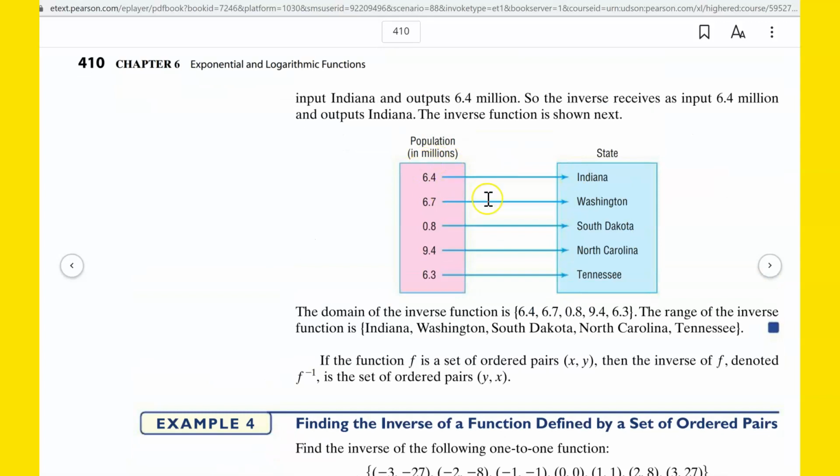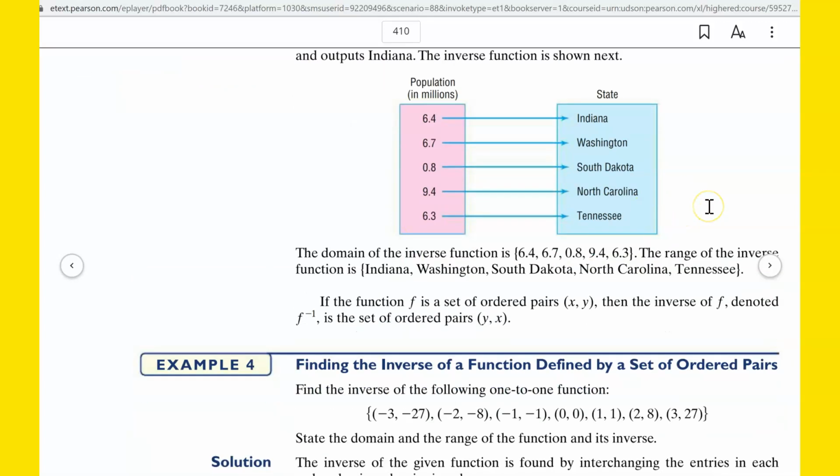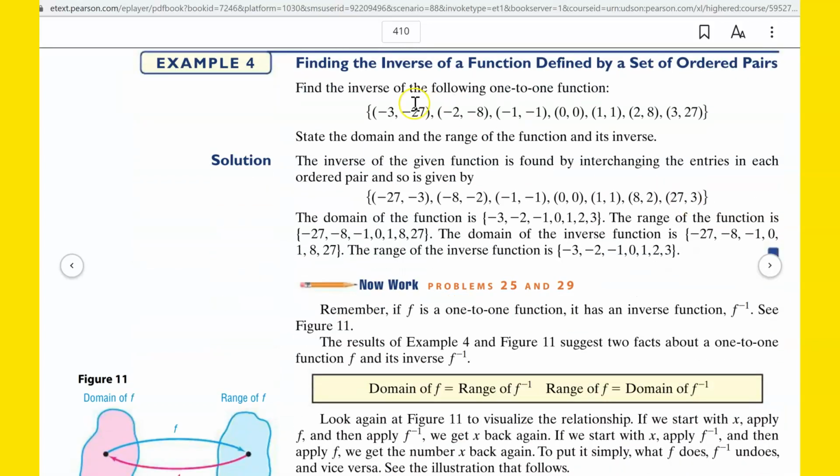All right, so you can see that this is the inverse of the previous problem. Find the inverse of these ordered pairs. Remember that we've said what an inverse does is it reverses the inputs and outputs. So if -3 input has an output of -27, then for the inverse, it's going to have an input of -27 and an output of -3. So we're just going to reverse these, is all we're going to do.